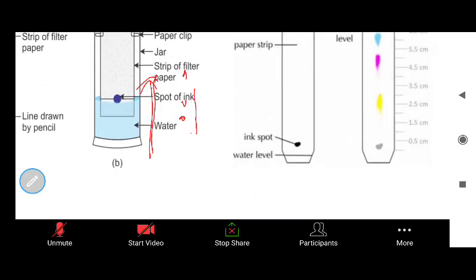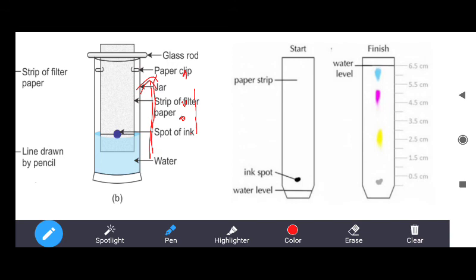Initially, in the starting, you have a chromatograph paper on which you have the spot of ink. Here the water level was below the spot on the paper strip. After the chromatography technique, after separating the components, you got the different components at different places. So this technique is called the chromatography technique. It is used to separate small quantities present in a mixture.